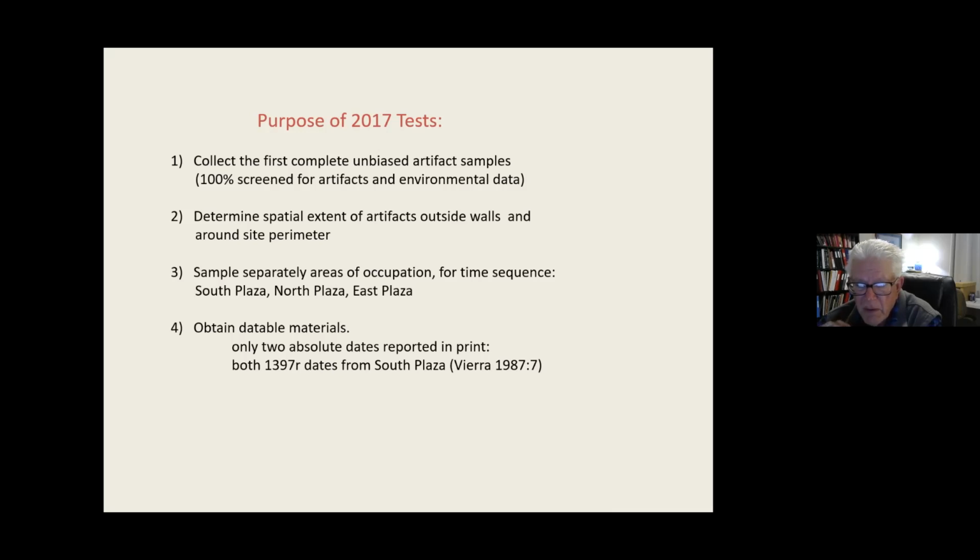There are only 2 absolute dates reported in print, and they're both 1397 ring dates from the South Plaza. That fits pretty well. That puts him in the early classic. But we know that, of course, it lasted longer than that. After all, there were people living there when Coronado arrived and left artifacts surrounding that, as Clay Mathers has now proven. So essentially, we assumed that people were living there for basically at least 300 years. It would be nice to obtain additional absolute dates in the future to verify what we've interpreted mostly from ceramic data.